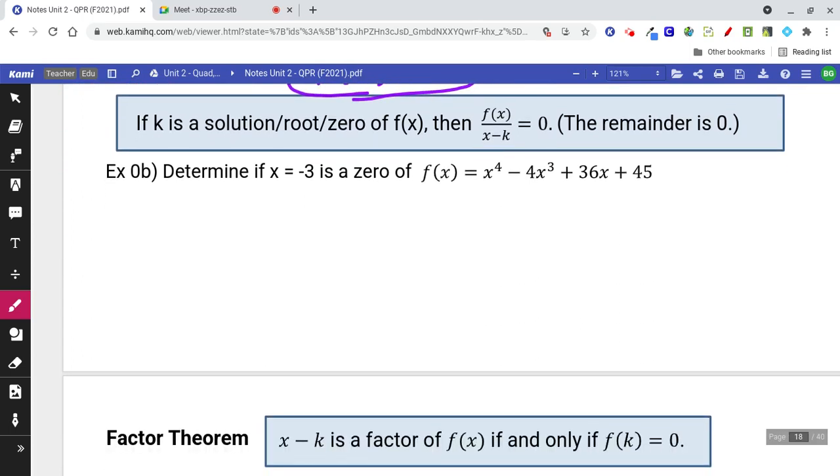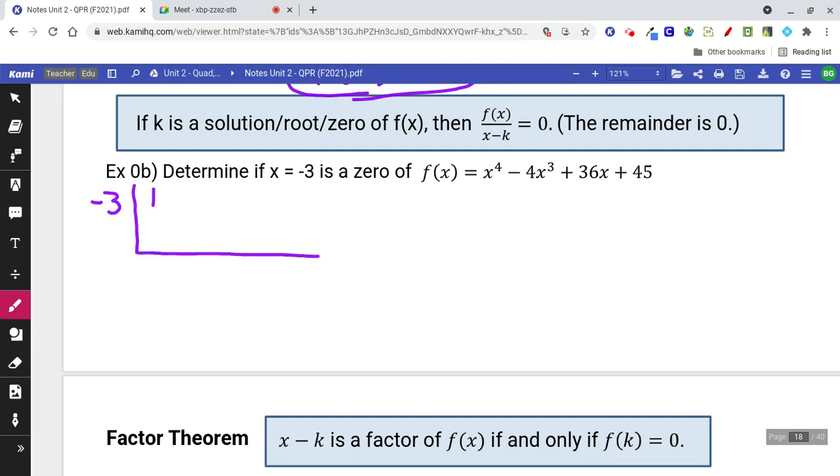The next little box says if k is a solution or root or 0 of that function, then the remainder of the division is 0. So example 0b says determine if -3 is a 0 of this function. Well, let's just do that synthetic division again.